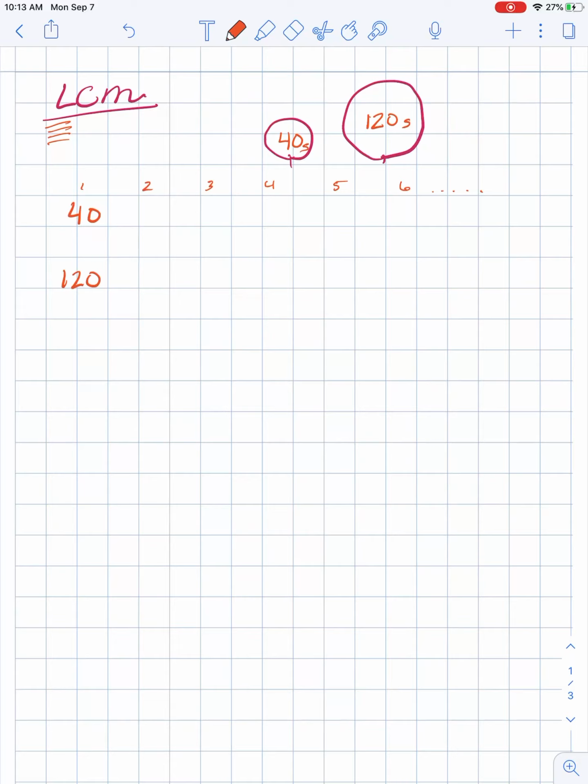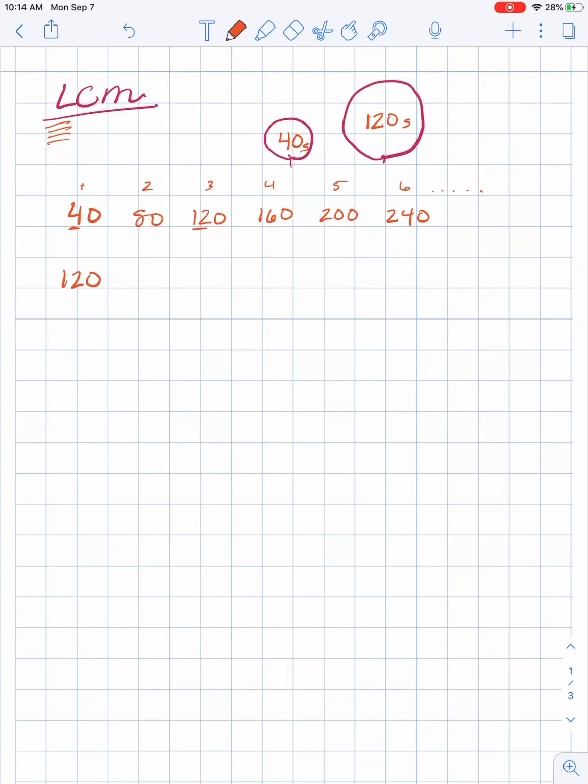So 40 times 1 is 40. 40 times 2 is 80. 40 times 3 is 120. And keep in mind here, we're just thinking about that first number. 4 times 1 is 4. 4 times 2 is 8. 4 times 3 is 12. And then we're popping a 0 on it, right? 4, 8, 12, 16, 20, 24. Do we see how we did that, right?